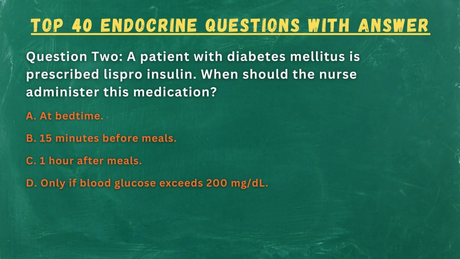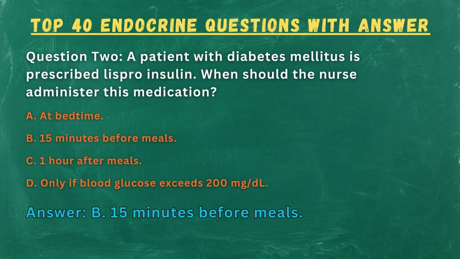Question 2. A patient with diabetes mellitus is prescribed Lispro insulin. When should the nurse administer this medication? A. At bedtime. B. 15 minutes before meals. C. 1 hour after meals. D. Only if blood glucose exceeds 200 milligrams per deciliter. Answer: B. 15 minutes before meals.